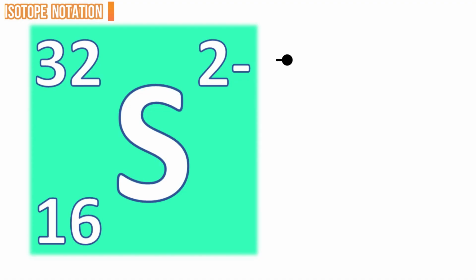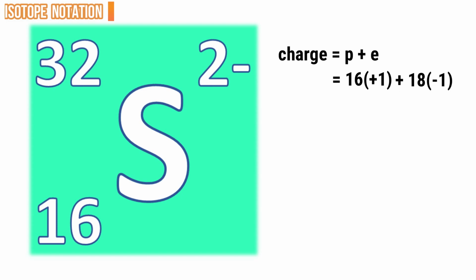If sulfur gains 2 more electrons, so now we have 18 electrons, the notation will be written as follows. As you can see, the charge is noted on the top right, and the formula to get the value of the charge is proton plus electron. So we have 16 times positive 1, as one proton has a charge of positive 1, plus 18 times negative 1, as one electron has a charge of negative 1. So in total, you get negative 2. But make sure you write 2 negative on the isotope notation, not negative 2. Okay?